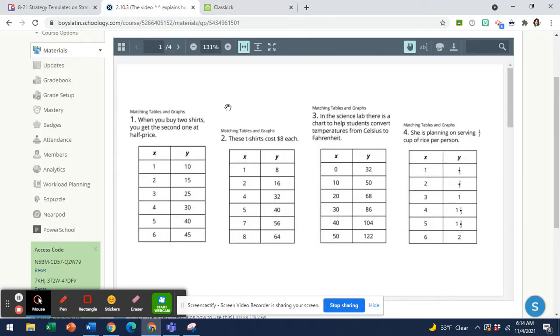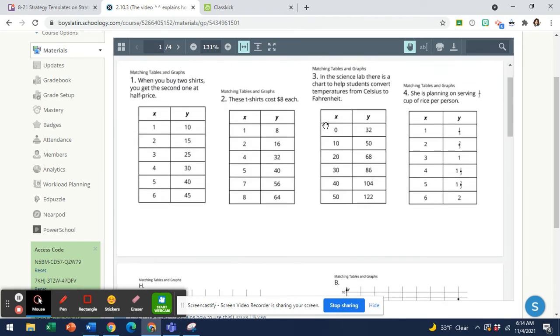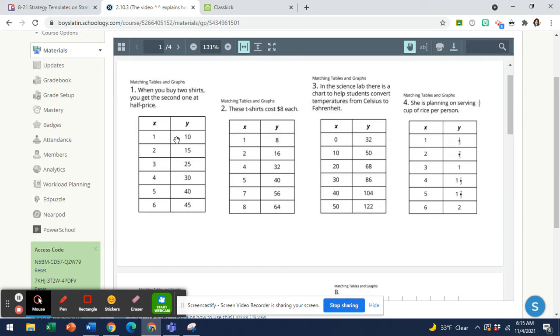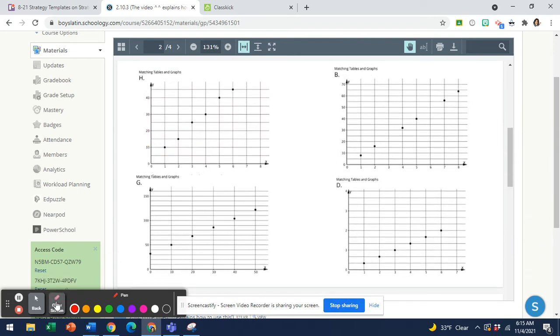Our goal is to figure out which of these tables might match the graphs that are provided to us. For example, let's take a look at table 1. On table 1, I can see that when x is 1, y is 10. When x is 2, y is 15. When x is 3, y is 25, and so on. I'm going to look for a graph that meets those same characteristics. For example, in H, I see that 1, 10. Okay, so when x is 1, y is 10. When x is 2, y is 15.